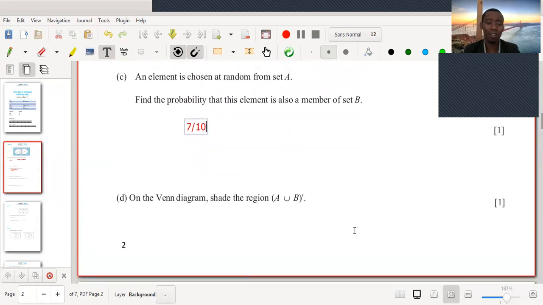And on the Venn diagram, shade the region A union B complement.